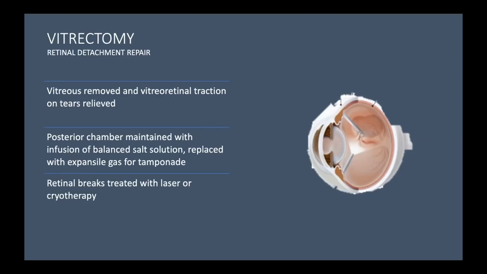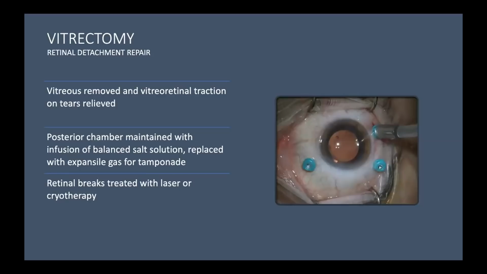The retinal breaks in this case are also treated usually with laser, but sometimes with cryotherapy, along with the vitrectomy surgery. Here you can see the eye as it's undergoing vitrectomy surgery. This eye has already undergone cataract surgery, maybe at a previous date. So we see it has an artificial intraocular lens, an implant.